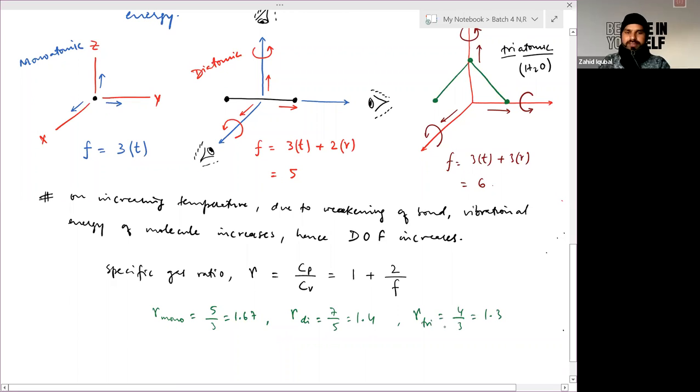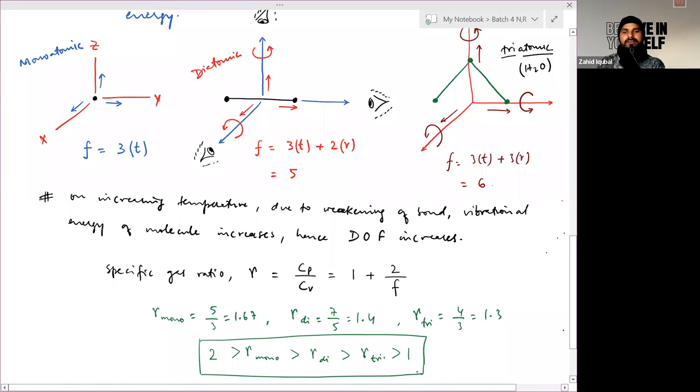Now just try to compare these different specific gas ratios. So you get monoatomic will have maximum gamma and triatomic will have minimum gamma, since gamma is inversely proportional to degree of freedom. So you may relate according to this, gamma for monoatomic is maximum, then diatomic, then triatomic, and this will be less than 2, greater than 1. So the range of gamma will lie in between this part. Nabila, is it clear? Yes, sir.